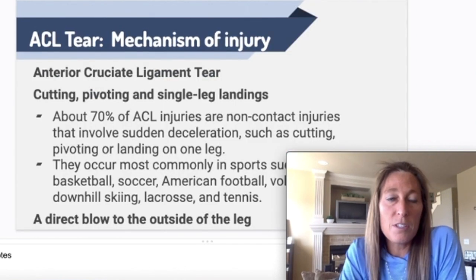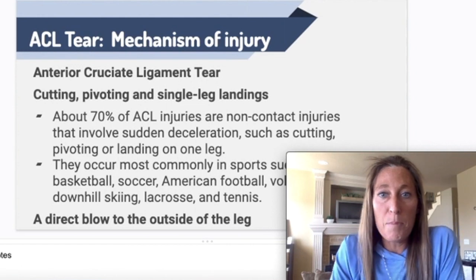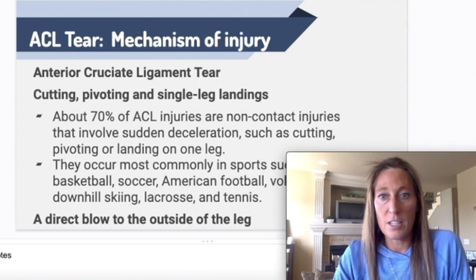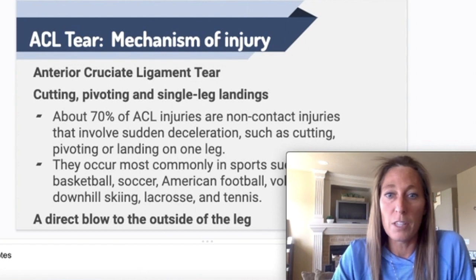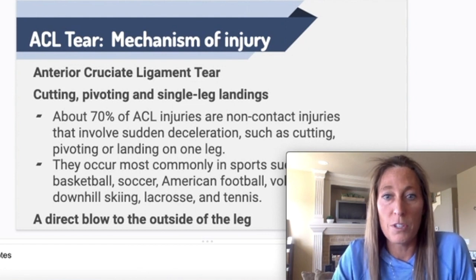All right, I believe this is new notes for today. So we'll talk about ACL tears and the mechanism of injury. Anterior cruciate ligament tears. Most of the time, 70% of the time, this is a non-contact injury where somebody plants and turns or pivots on one leg. The leg that is planted and turned on is the leg that is torn, the knee that's torn.